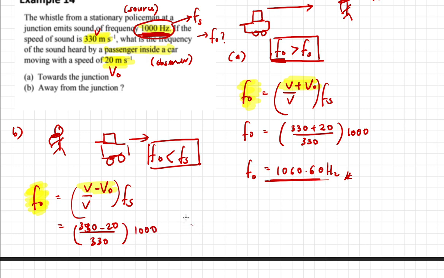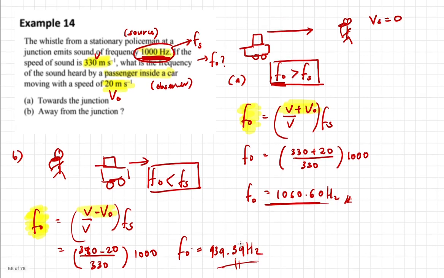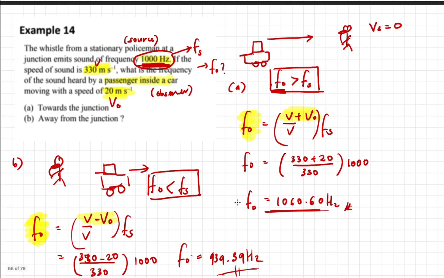So when you press your calculator, you will get the frequency of the observer equal to 939.39 Hertz. So this is the frequency heard by the observer. So that is for example 14.